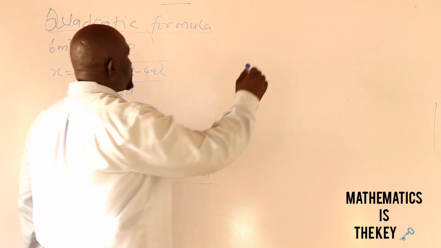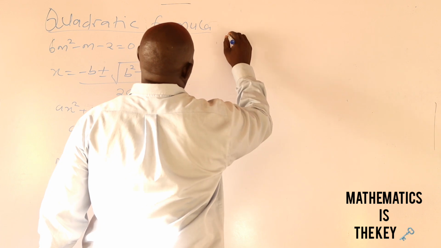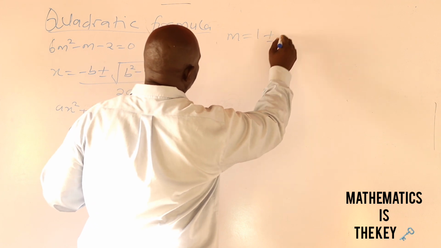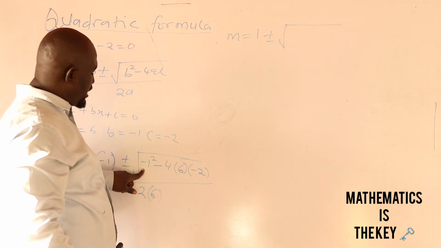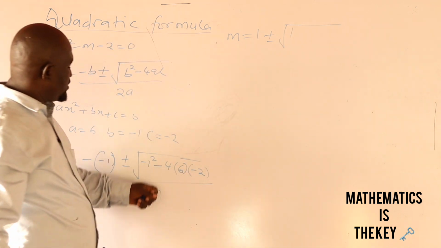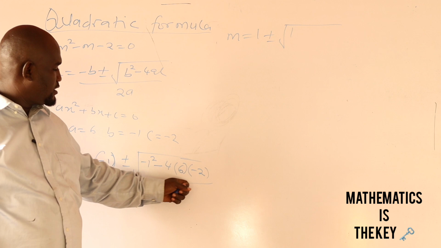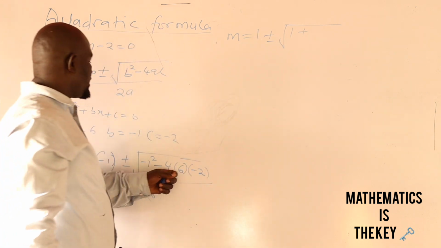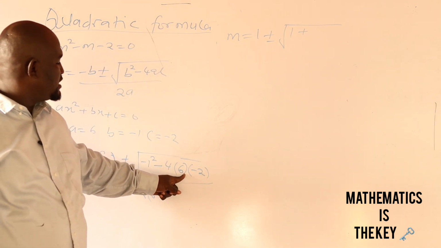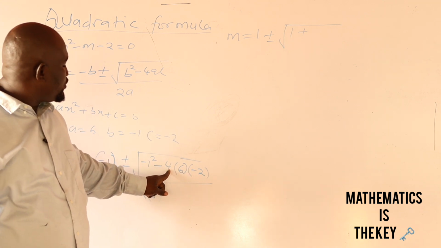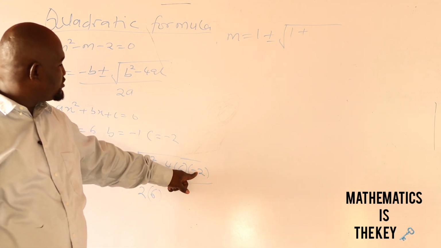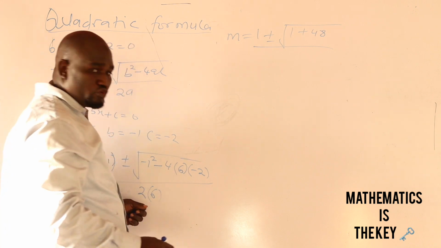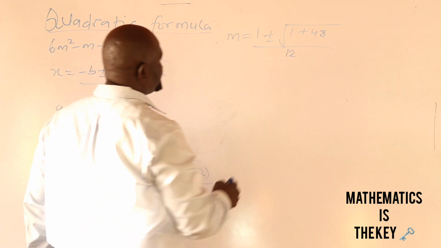Simplifying this, we will have m is equal to minus minus 1, which is 1. We have plus or minus the square root of minus 1 squared, which is 1. We have minus 2 as c, and with this minus in the formula, they become plus. So we have plus here. Then here we have 4 times 6 times 2. 4 times 6 is 24, 24 times 2 is 48. So we have 48 all over 2 times 6, which is 12. So we have 12 here.